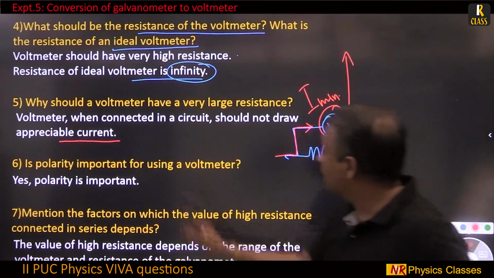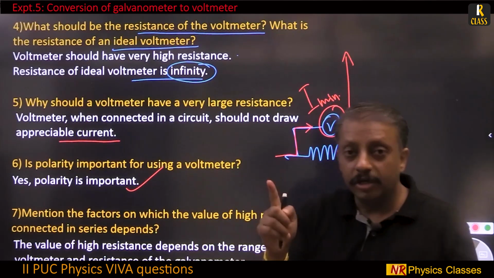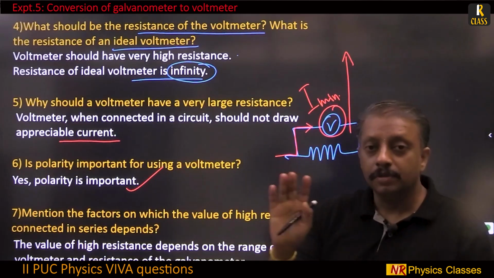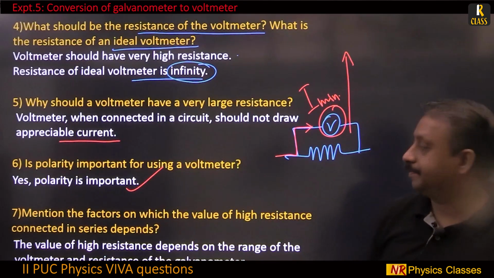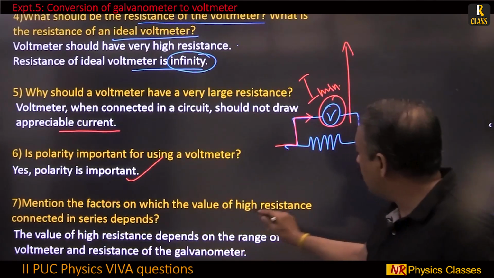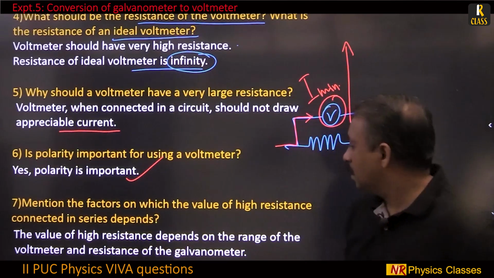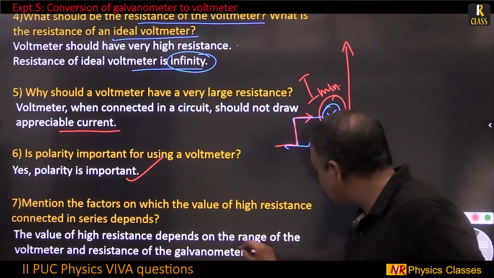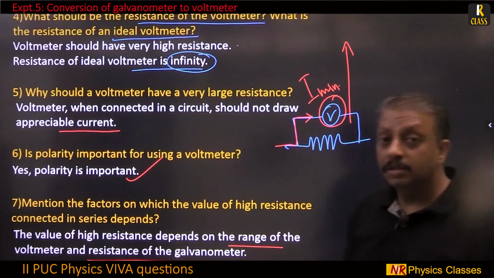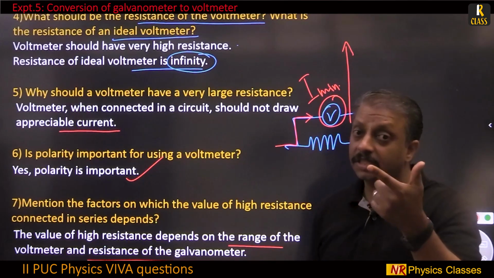Is polarity important for using a voltmeter? Yes. Polarity is important for ammeter. Polarity is important for voltmeter. No polarity for galvanometer. Mention the factors on which the value of the high resistance connected in series depends. High resistance depends on the range and the resistance of the galvanometer. Just go through the equation: range and then resistance of the galvanometer.